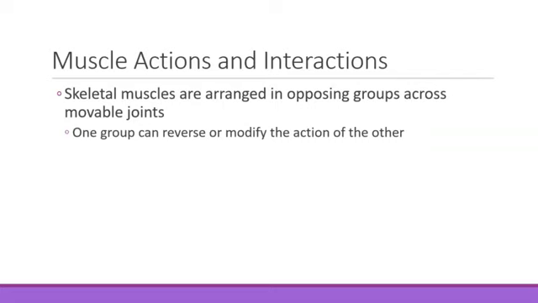So with regards to muscle actions and interactions, skeletal muscles are arranged in opposing groups across movable joints. One group of muscles can reverse or modify the action of the other, and we kind of talked about these different actions, these opposing actions, in the earlier part of this course.